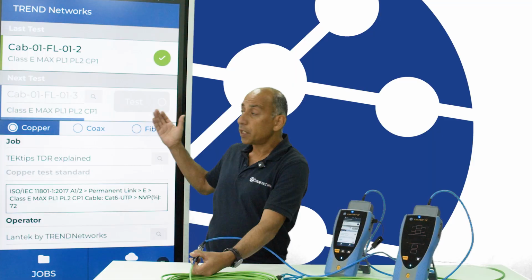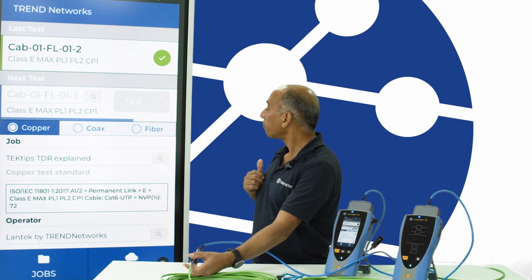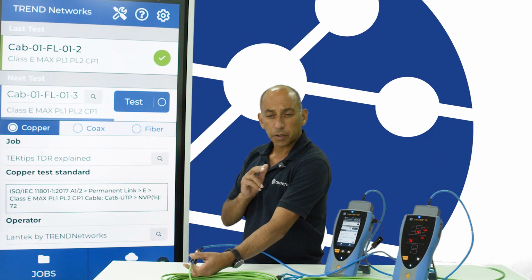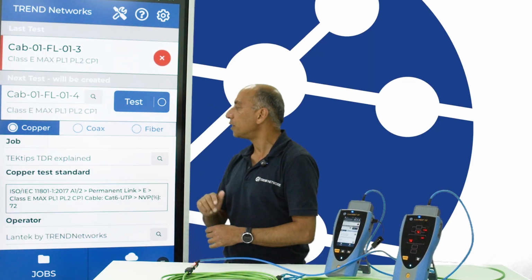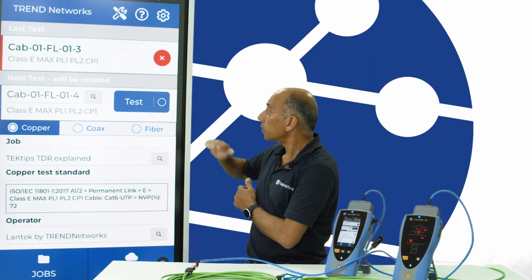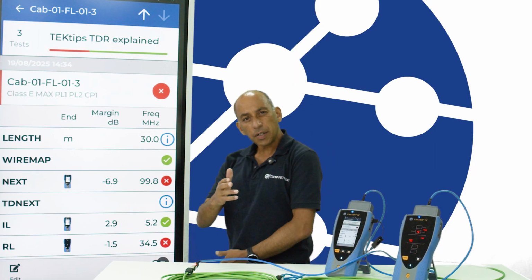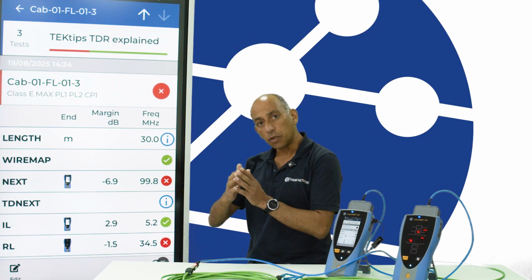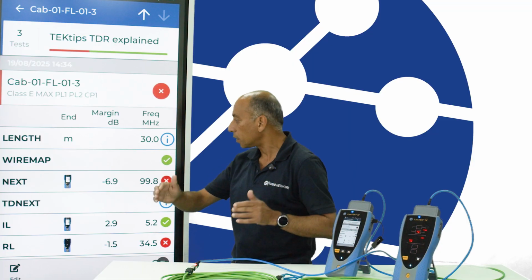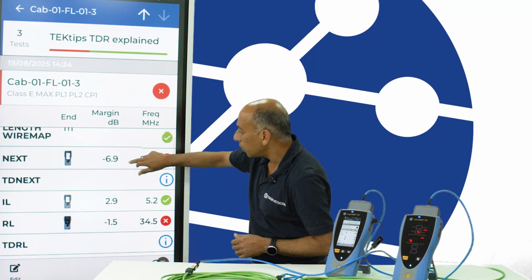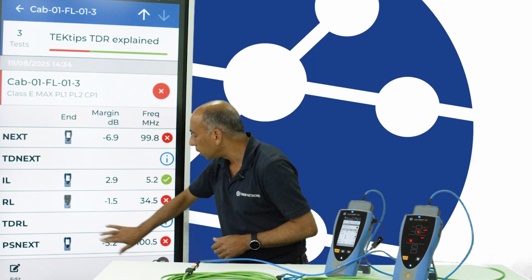On screen here is representing our LandTech test. In 7 seconds, we'll get full diagnostics, TDRL and TDNext. Of course, it's failed. Let's just go into our test now. I'm going to take you to TDRL first. It's representative of looking at all 4 pairs across the link. So just going to scroll down to TDRL.